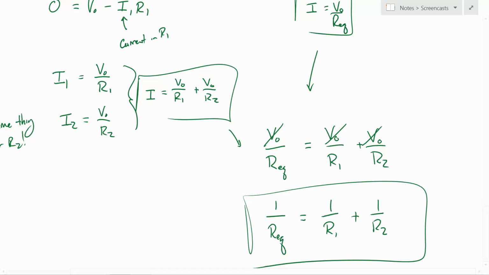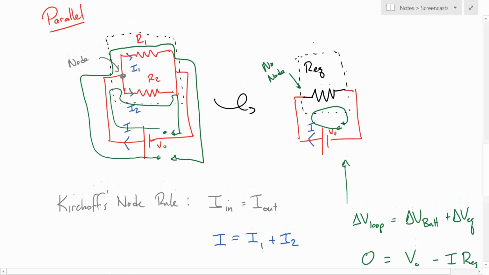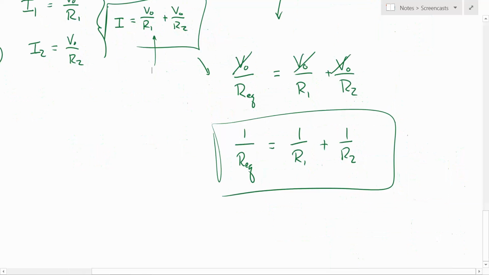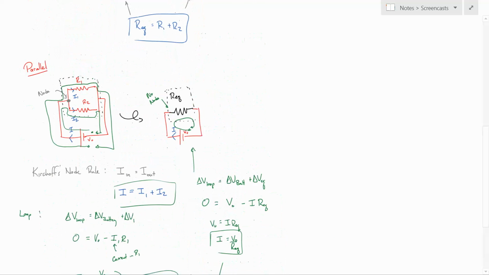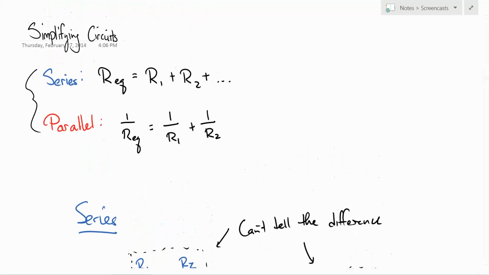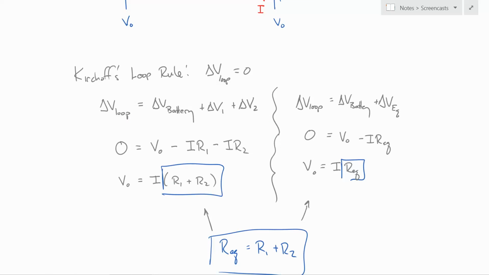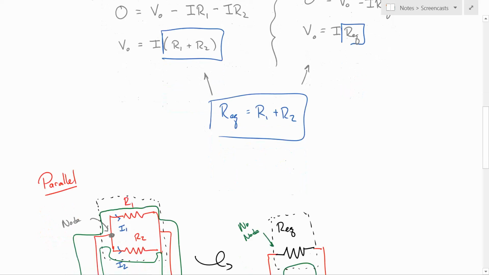And again, we can see if I had more of them in parallel, I would keep adding in I3s and I4s, which would keep showing up here. And so I would add additional terms. So, hopefully this gives you some idea not only of where these equations come from, but how we can use the loop rule and the node rule to analyze circuits.